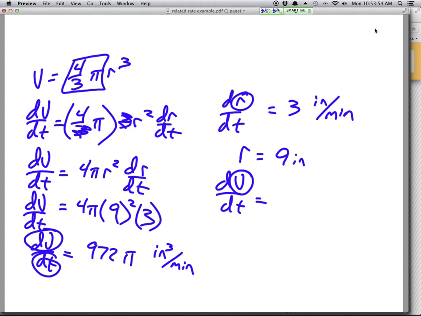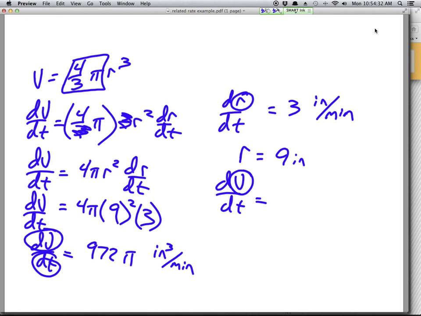You always take the unit of what's on the top over your time unit. That will always give you the correct one you want. Now, it says dV/dt is 972 pi inches cubed per minute. What does that tell me about my volume? My volume is increasing because dV/dt is positive. Yes, my volume is increasing at a rate of 972 pi inches cubed per minute when my radius is 9 inches. Okay. Let's look at part B here.